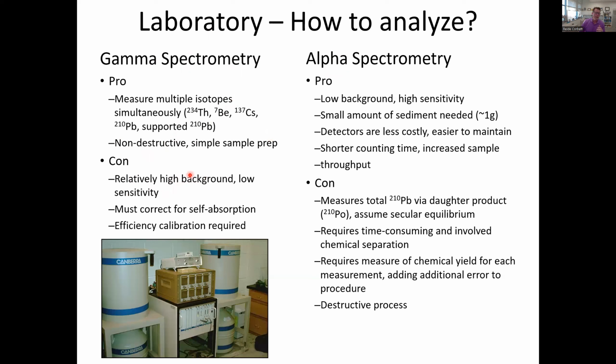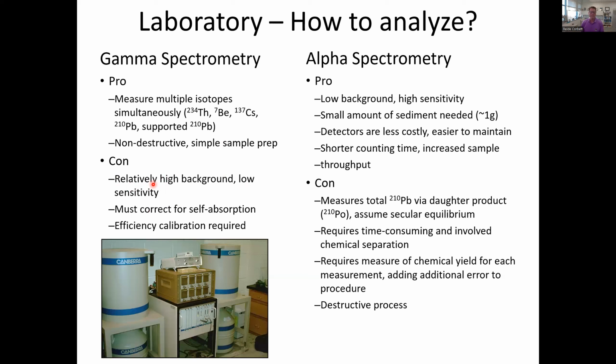High background, not great efficiency, depending on which energy you're looking at. And so it's got fairly low sensitivity. You do have to correct for self-absorption, particularly in those low energies. Thorium-234, lead-210 in particular, you must correct for self-absorption.